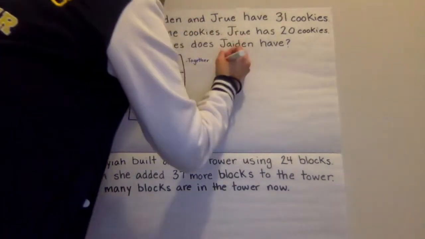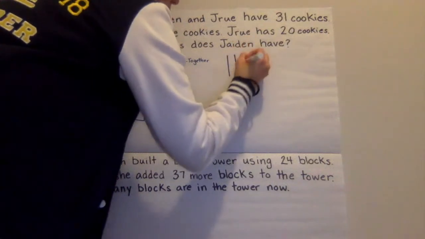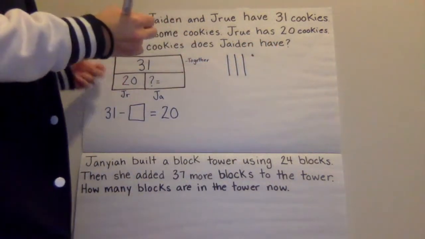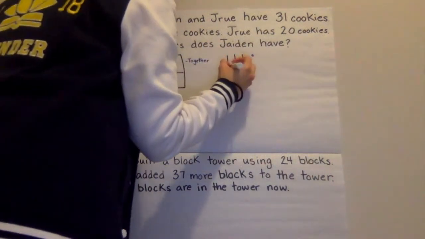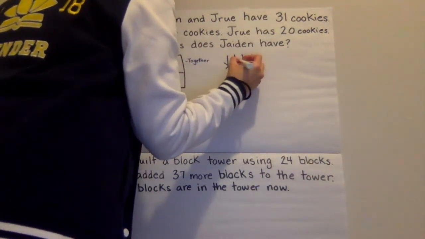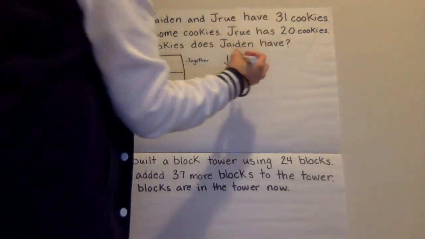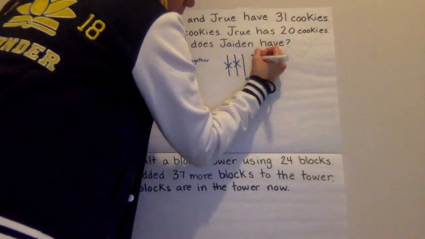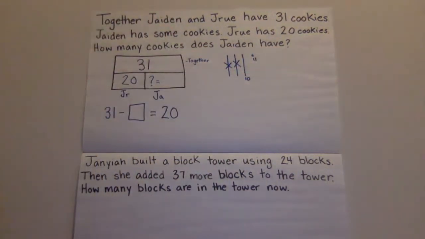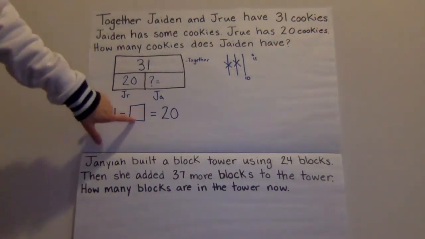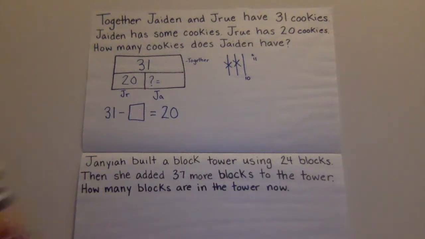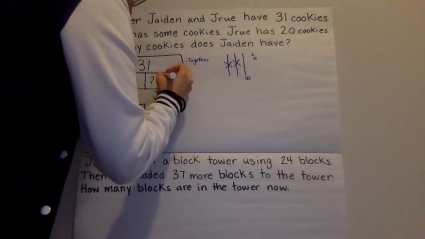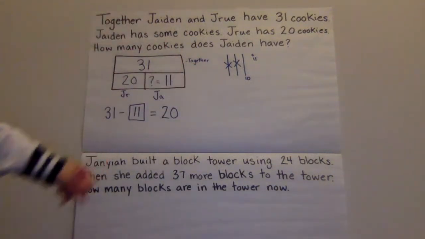I'm going to draw 31, 10, 20, 30, 31. And I'm going to go ahead and take away 20 because that's how much Drew had. So we can figure out how much Jaden has. He has 10, 11. So what's our missing part? How many cookies does Jaden have? Yep. 11.